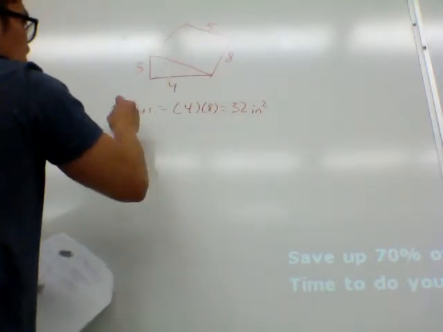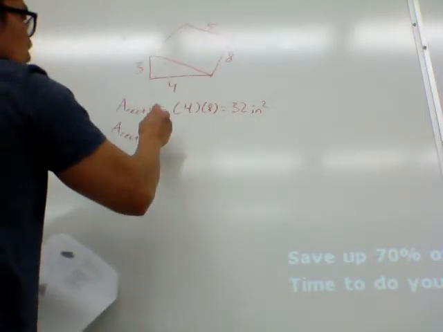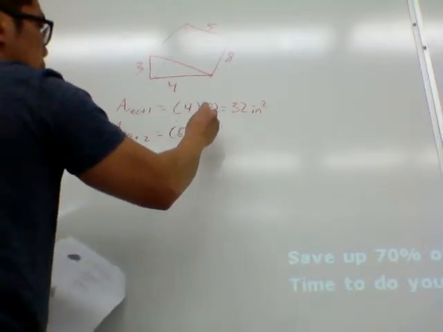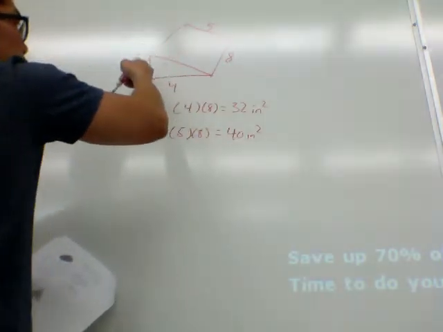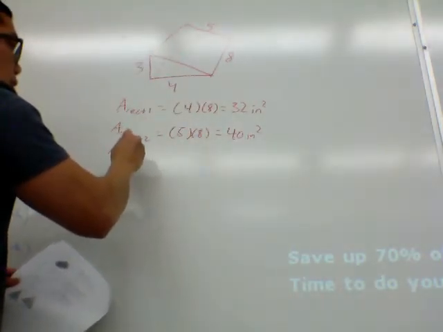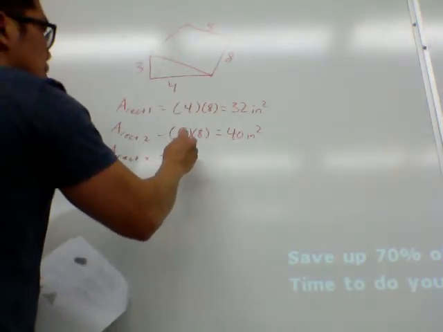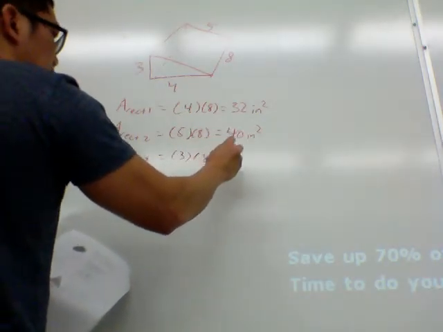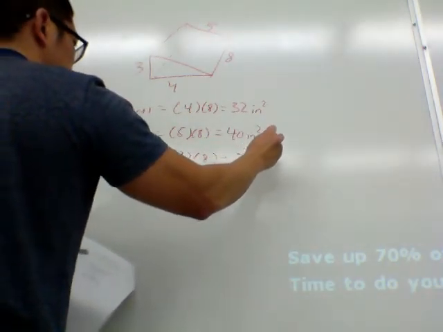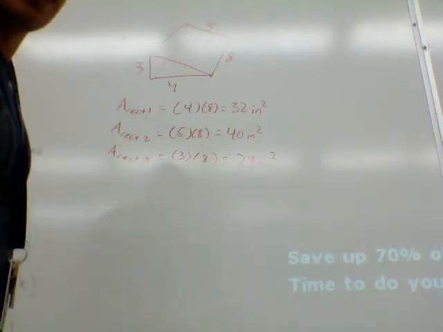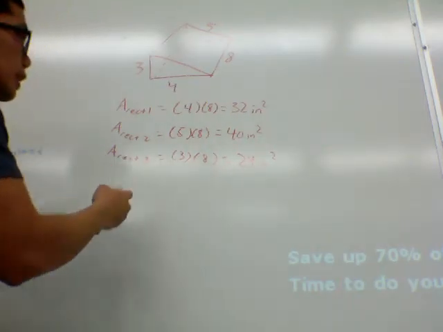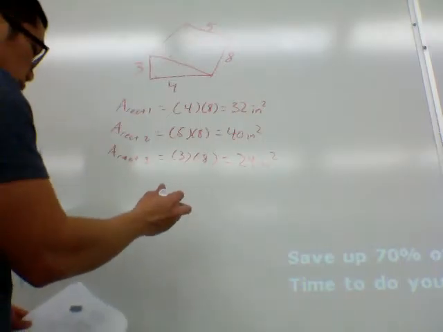Then the one on the top is 5 times 8, and that gives you 40 inches squared. And then on the left, it's 3 times 8, and that gives you 24 inches squared. Okay? So remember, surface area, I defined the area of all of the surfaces, so we found the area of all the rectangles. Now let's do the triangle.